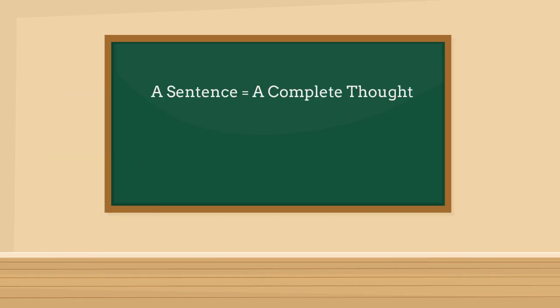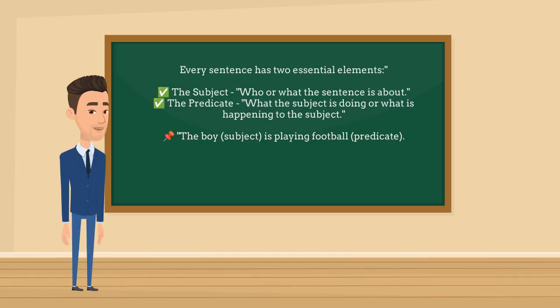Unlike a phrase, a sentence must have two key parts, a subject and a predicate. Together, they create a complete idea that stands on its own. Every sentence has two essential elements: the subject, which refers to who or what the sentence is about, and the predicate, which refers to what the subject is doing or what is happening to the subject.